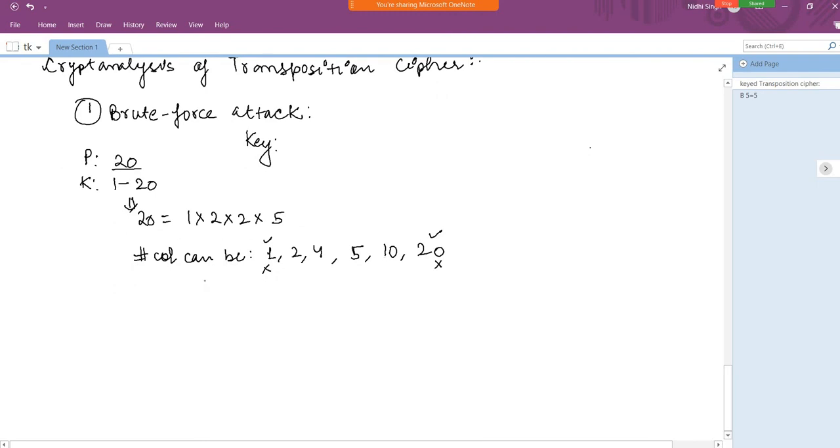Of 2, 4, 5 and 10, you have to select them one by one and perform the permutation on the number of columns. Suppose the number of columns is 2, then take the first column and second column and perform the permutation. Okay. Writing the text row by row and reading it column by column, or vice versa: writing the text column by column and reading it row by row. This type of permutation you can do.